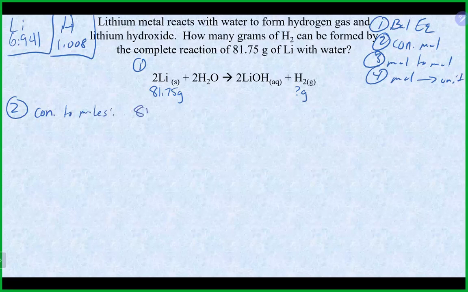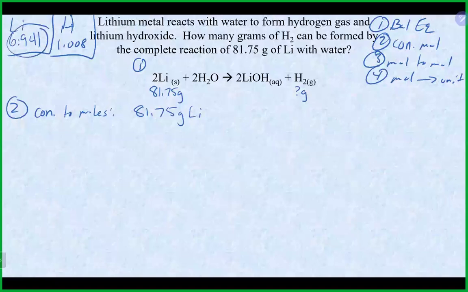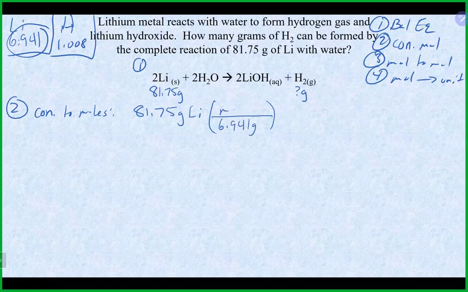And in this case, we'll take 81.75 grams of lithium. We would go to the periodic table and find the molar mass of lithium. Again, grams are going to go on the bottom here to cancel out, and moles of lithium will go up on top. Again, these guys are going to cancel. That's going to get us 81.75 divided by 6.941.